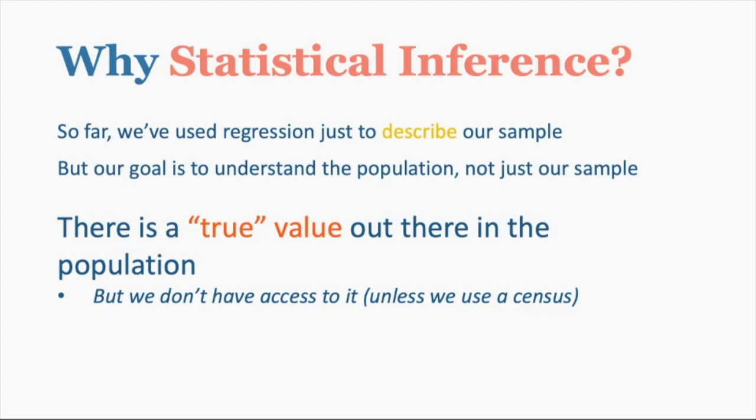And this relies on the idea that there's a true value out there in the population. There's some value that describes what we're looking for in the whole population. But generally, we don't have access to it unless we use a census. What we have to do is estimate it using our sample. We try to get information about all these people using just some of the people.